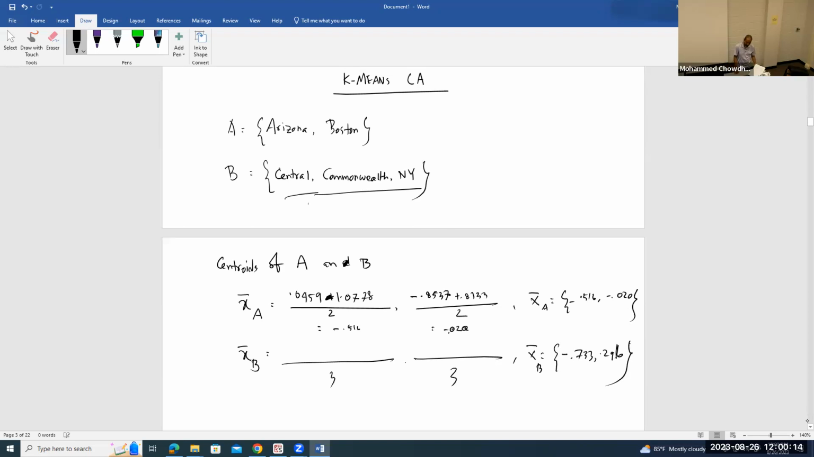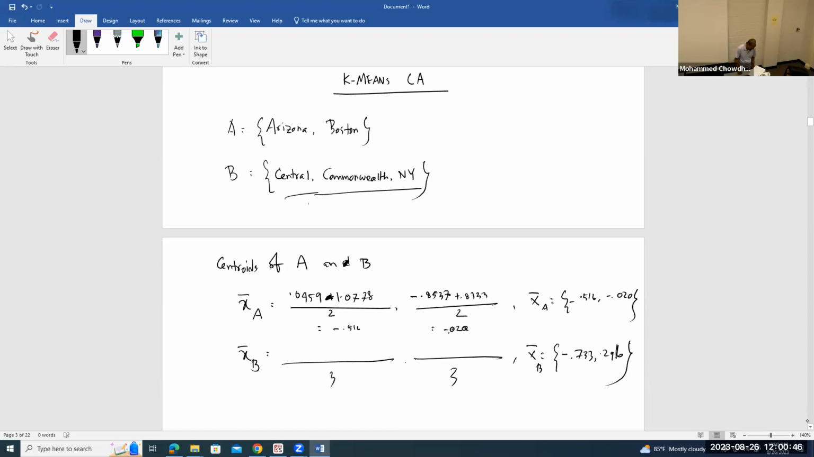Okay, so this is the way, because in K-means cluster, we have to predetermine how many clusters we have. So I took 5 companies instead of 26 companies. After taking 5 companies, I clustered them in 2. I put Arizona and Boston in one cluster, and then Central, Commonwealth, and New York in another cluster, and I computed their centroid. I have computed their center.